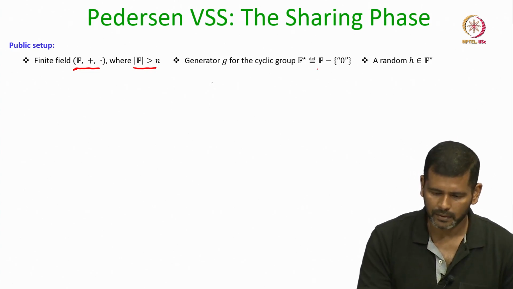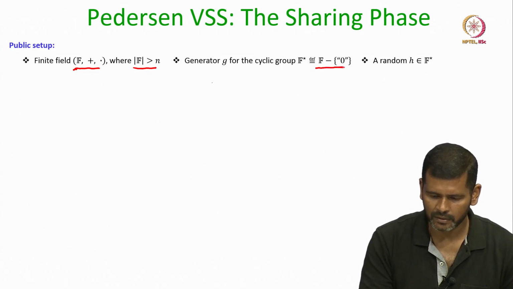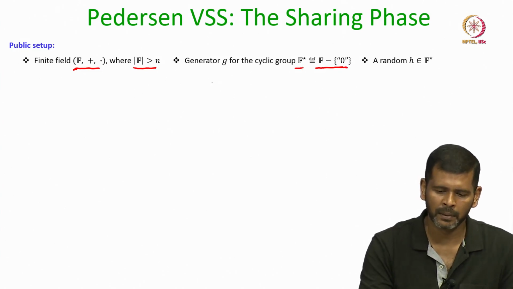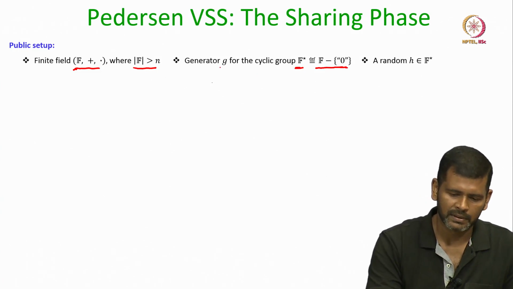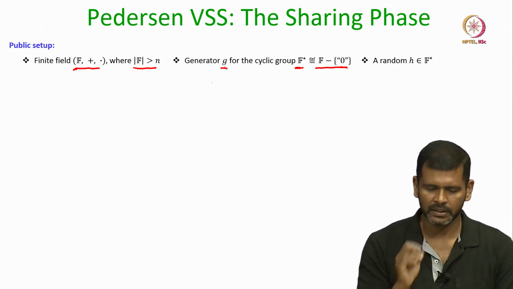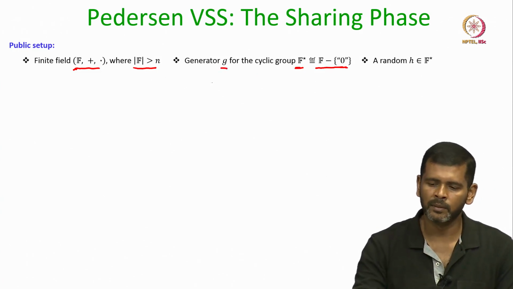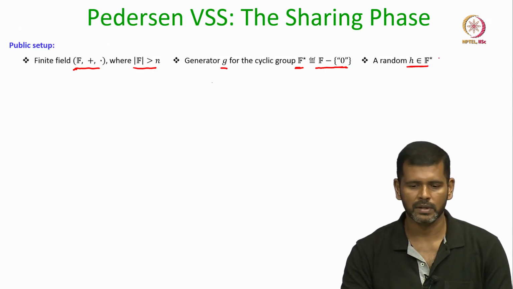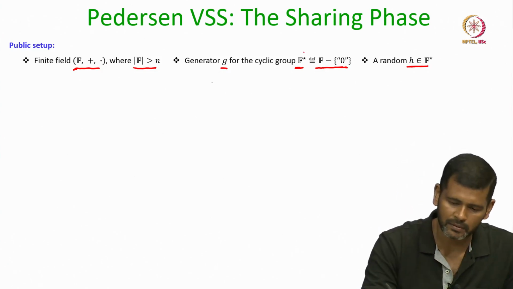The public setup will be a finite field of size at least n plus 1, and it is a well known fact that if we focus on the non-zero elements of this field, then with respect to the multiplication operation it constitutes a cyclic group. So, let me denote it by F star. It will have a generator g. So, the generator g also is publicly available. Apart from that, a random element h from this group F star. So, this F star will be a cyclic group.